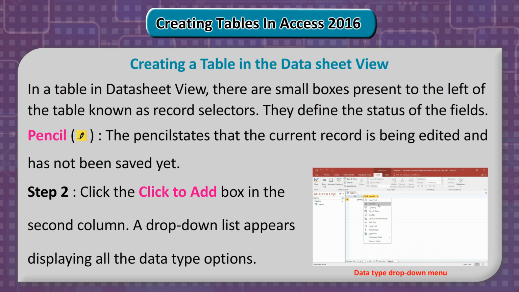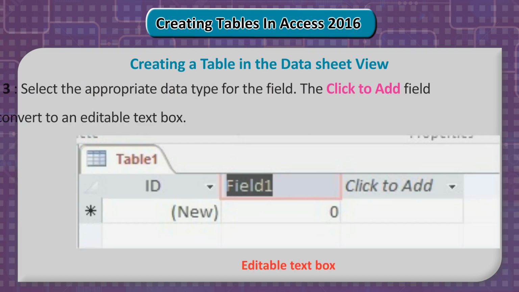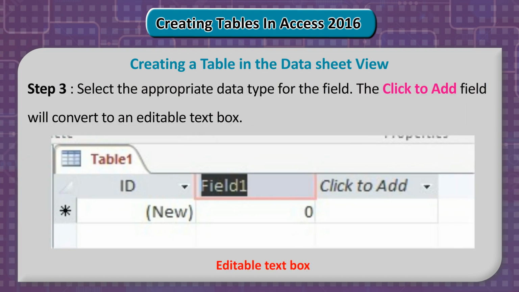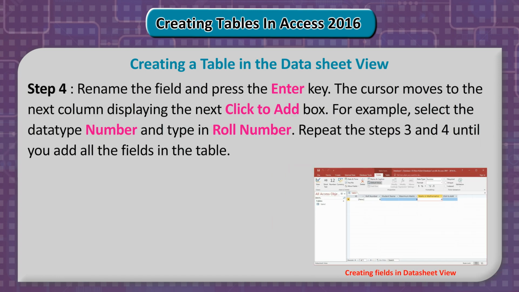Step 2. Click the Click to Add box in the second column. A drop-down list appears displaying all the data type options. Step 3. Select the appropriate data type for the field. The Click to Add field will convert to an editable text box. Step 4. Rename the field and press the Enter key. The cursor moves to the next column displaying the next Click to Add box. For example, select the data type Number and type in Roll Number. Repeat steps 3 and 4 until you add all the fields in the table.